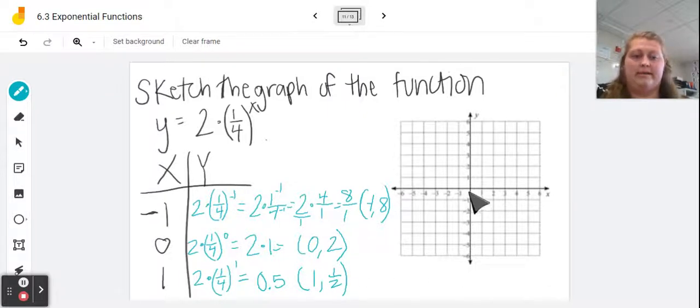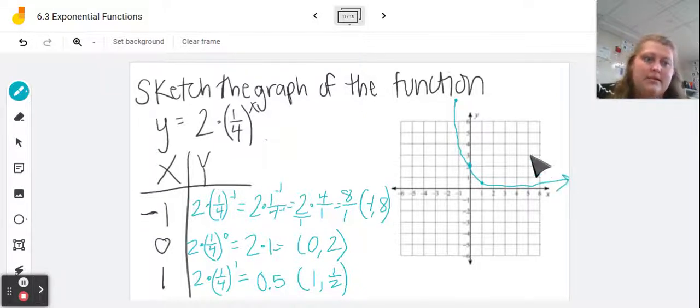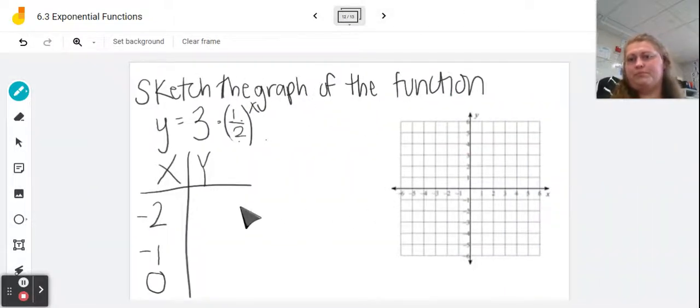Now I'm going to plot these points. So -1 and 8, all the way up here, 0 and 2, and 1 and 1/2. I'm going to go in between right there, because this would be 1, this would be 0, so that would be 1/2. Then I'm just going to try and connect the dots the best I can. It's not the prettiest, but at least I show that I know where they go. So here are my plotted points and my graph. I'm going to do one more example.